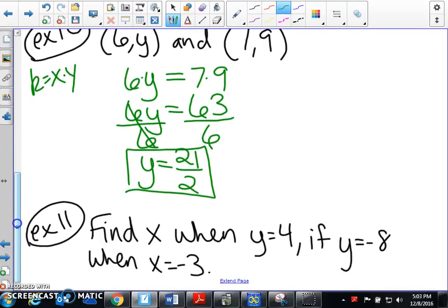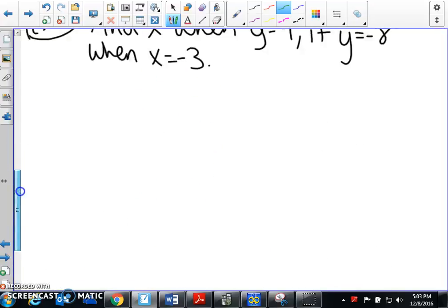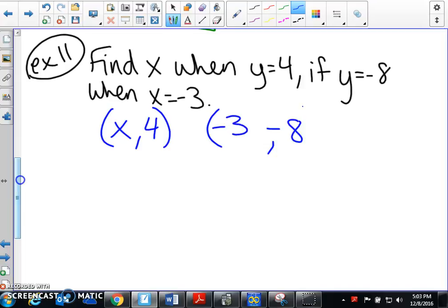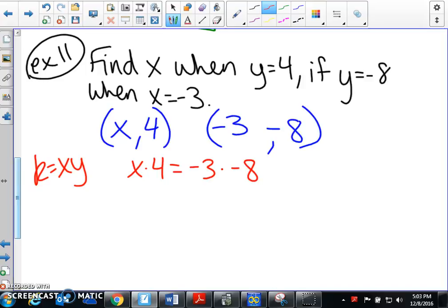And last one for inverse. I would say, okay, I'm going to make these into points because it's way easier for me. So find x when y is equal to 4 if y equals negative 8 and x equals negative 3. Okay, it's an inverse variation, so that's x times y. So x times 4 is equal to negative 3 times negative 8. X times 4 is 4x. Negative 3 times negative 8 is a positive 24. Divide both sides by 4. X equals 6.